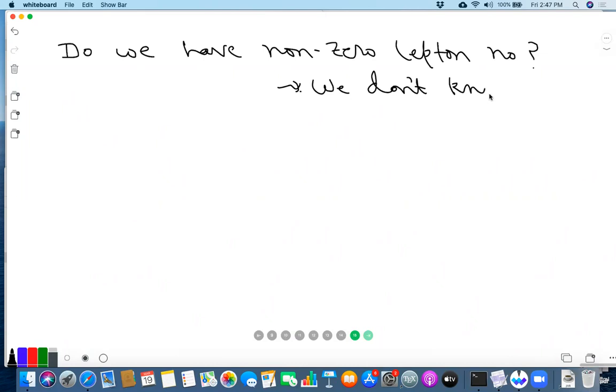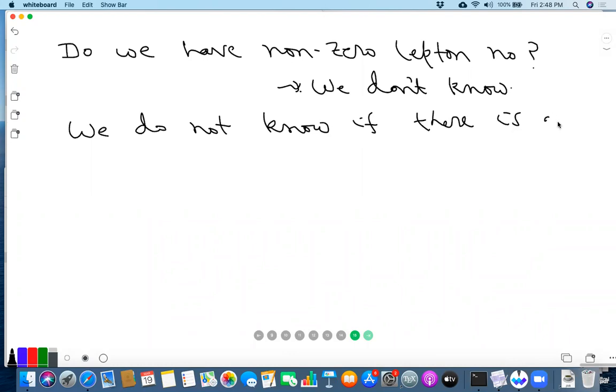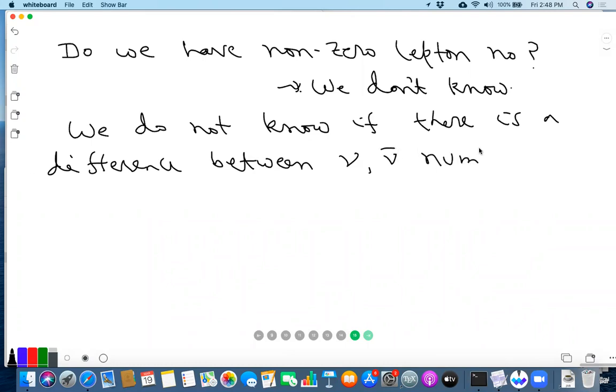We don't know simply because the density of neutrinos is not known. What I mean by this is that we do not know if there is a difference between neutrino and antineutrino numbers. We'll see that the standard model will be able to say something about this. What it says we'll see later.